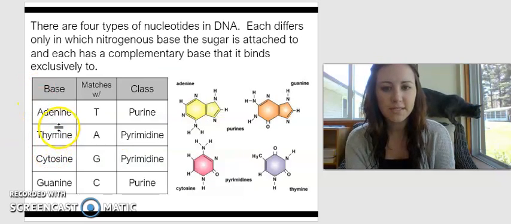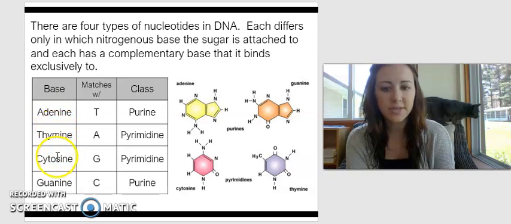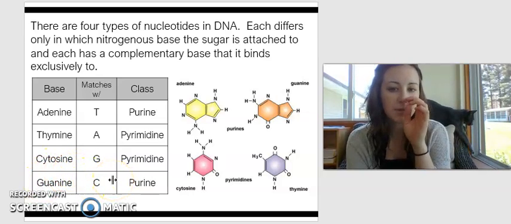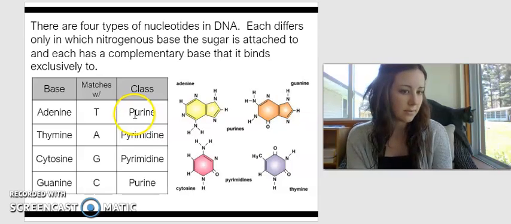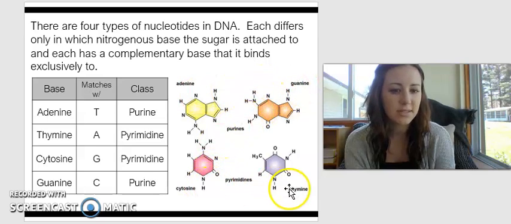And the four bases that we talked about, the nitrogen bases, adenine is going to match with T, so AT, apple in the tree, and then G and C. So we have adenine, thymine, cytosine, and guanine, and they're only ever going to pair with their match. So C is always going to pair with G, G is always going to pair with C, and a purine is always going to pair with a pyrimidine, if that helps you remember. The purines are adenine and guanine, and the pyrimidines are cytosine and thymine.